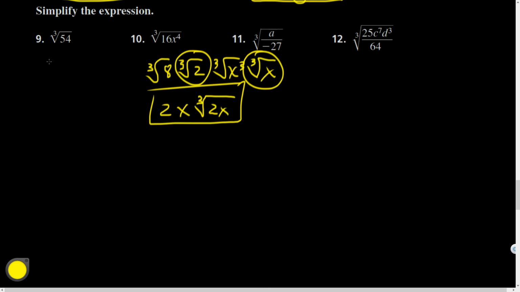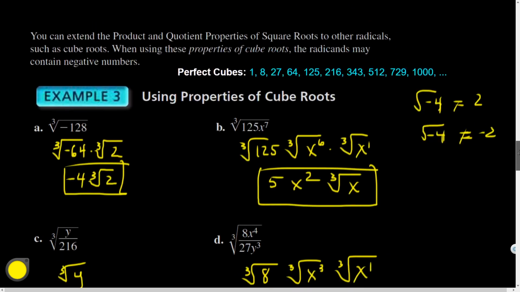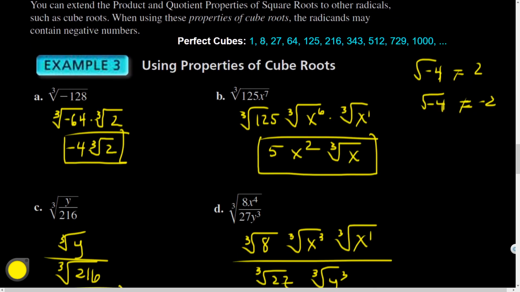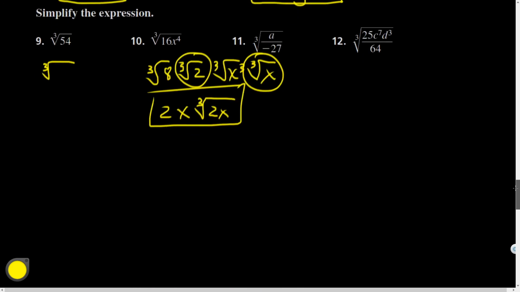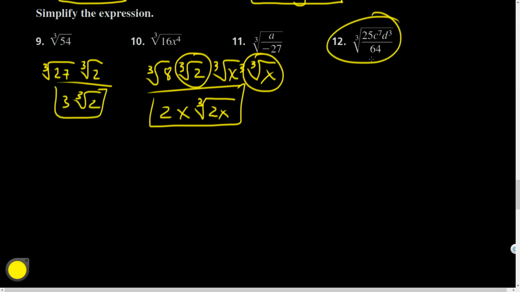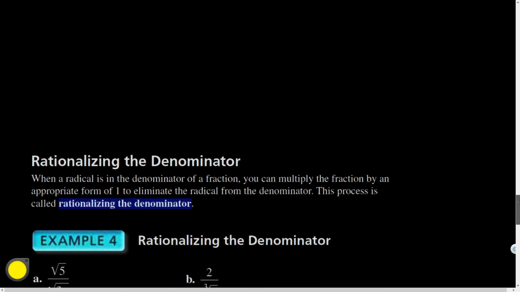Cube root of 54. Ooh, now I'm short on my multiplication table here. I feel like 27. 27 goes in twice. There we go. This one I could have done 27 times 2, and that would be 3 cube root of 2. And it gets a little crazier over here. Yeah, I'll let you guys work on that.